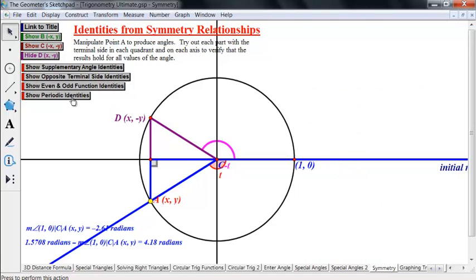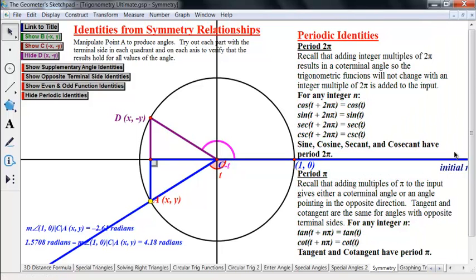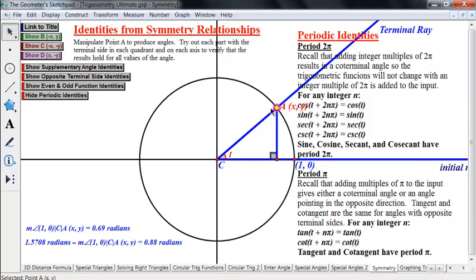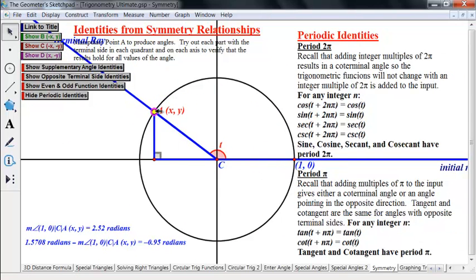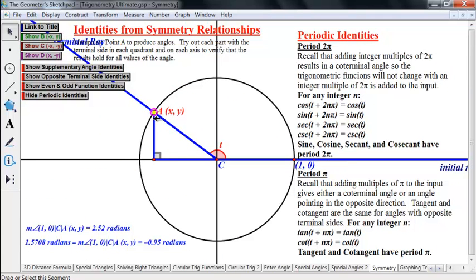Now I want to show you one final set of identities here, which in some way are the most obvious, but in another way are the most important identities. And this is what we call the periodic identities. So sine, cosine, secant, and cosecant have a period of 2 pi. In fact, what you will notice is, let me just hide this. If I take anything here, and let's say I'm right here, if I rotate around an extra 2 pi, I land in exactly the same place. No matter where I start, if I go an extra 2 pi in this direction, or that direction, or any multiple of 2 pi, extra full circles, as long as I end up in the same place, I'm going to get all of the trig functions to have the same values.